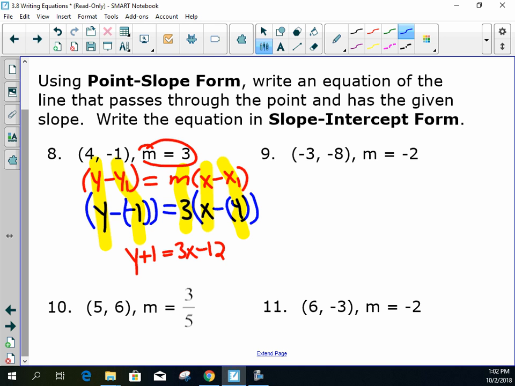Now, if I get rid of the 1, I have y by itself. So I subtract 1 from both sides. Y equals 3x minus 13. It told me to put it in slope-intercept form. That is slope-intercept form right there, isn't it, kids?